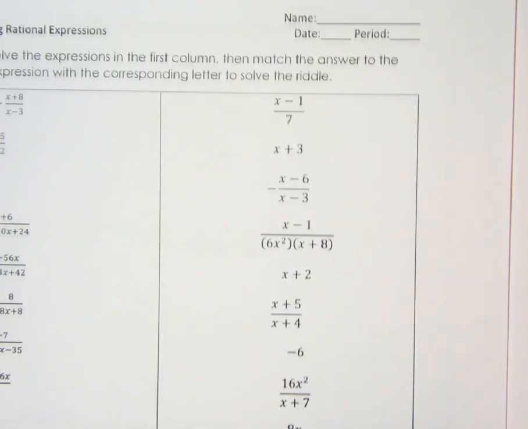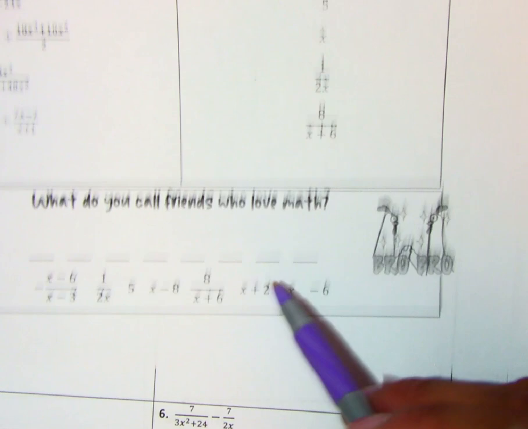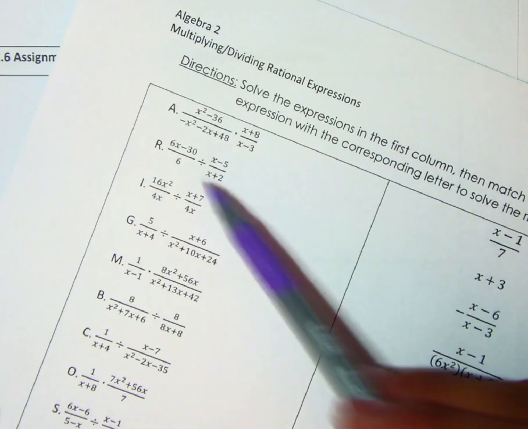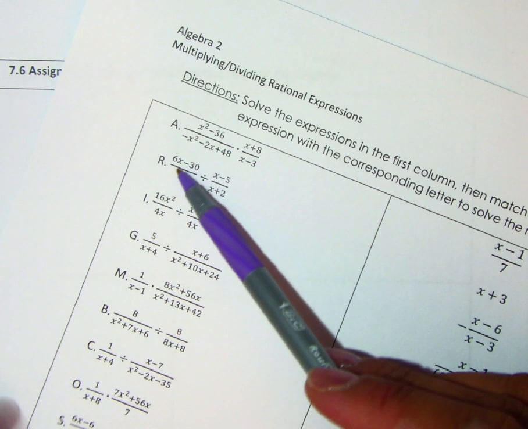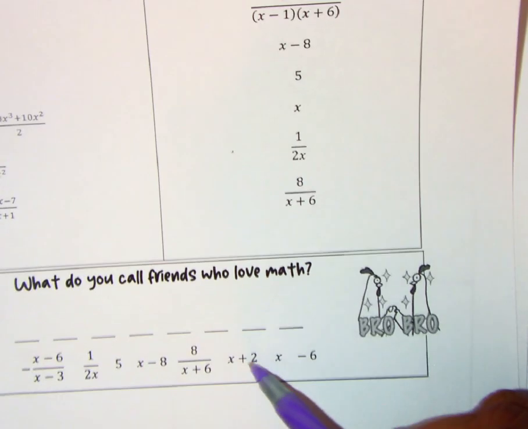So whenever we have anything over 1, it's just itself. In this paper, x plus 2 is an option. And then also down here, you have x plus 2 right there. So if you're doing the riddle, the second problem, the letter R, will be right here for this one, which is the third one right here.